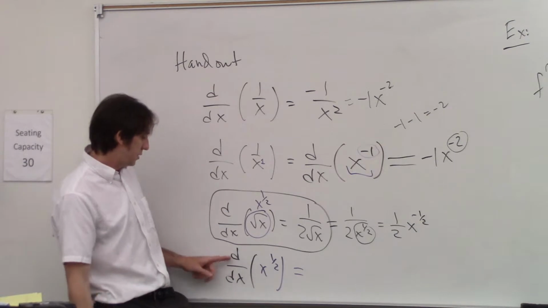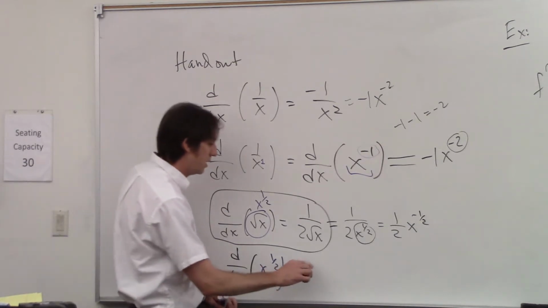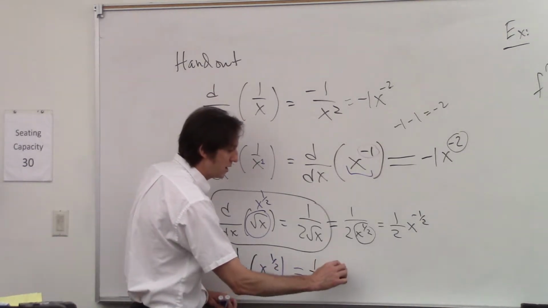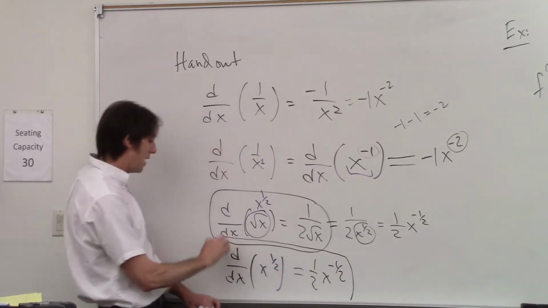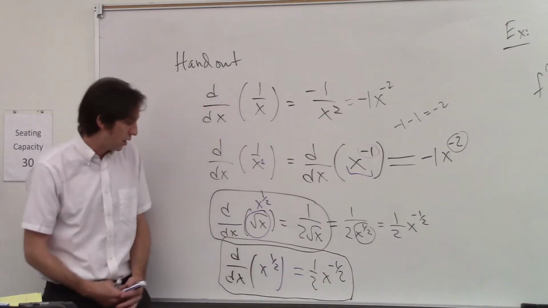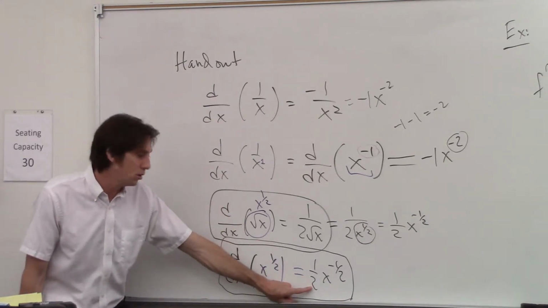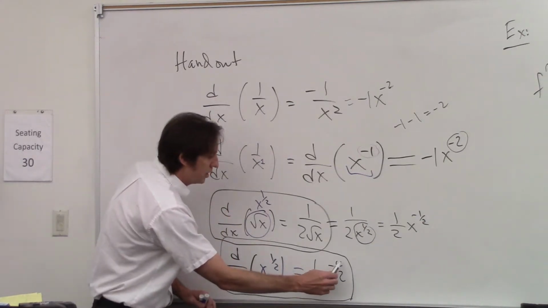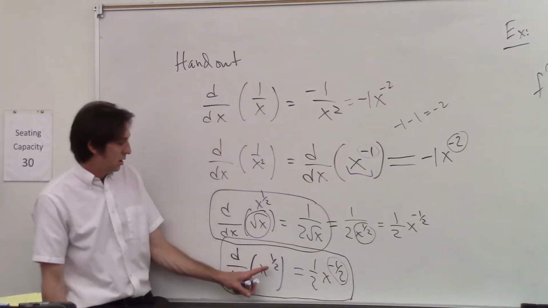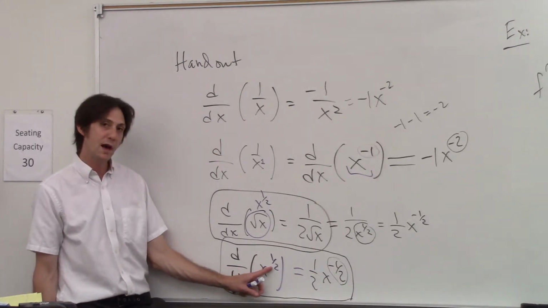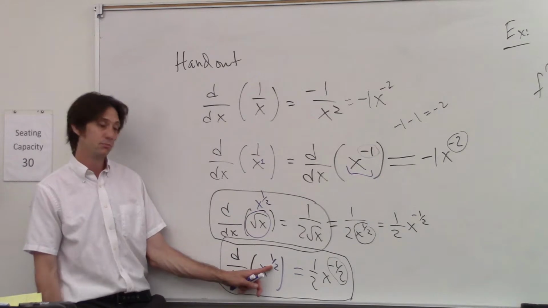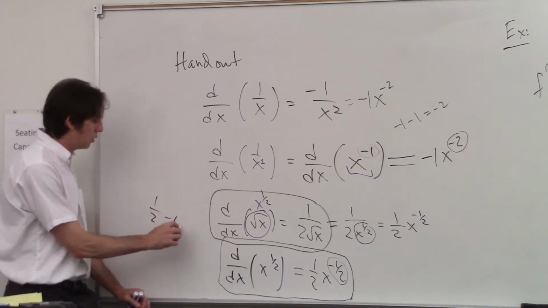In other words, d dx of x to the 1/2 is 1/2 x to the minus 1/2, and that follows the power rule pattern. The 1/2 exponent comes in front as a multiple, and then the new exponent here, minus 1/2, is 1 less than the original exponent. We know that 1/2 minus 1 is minus 1/2.